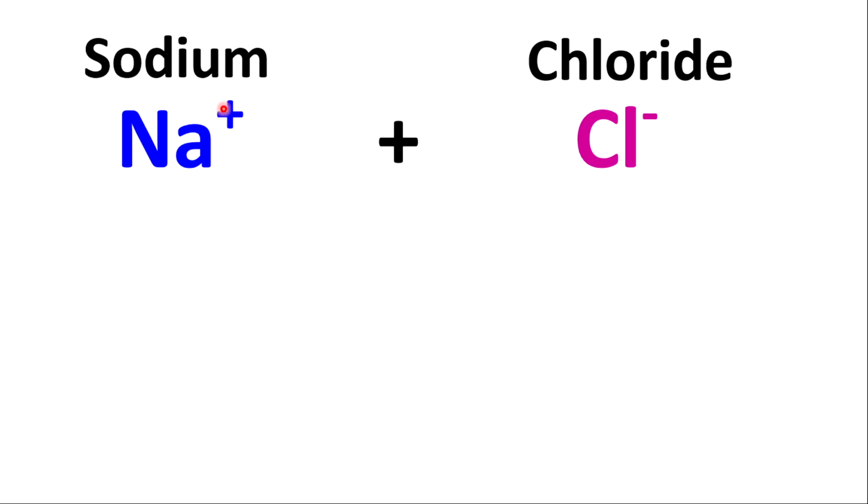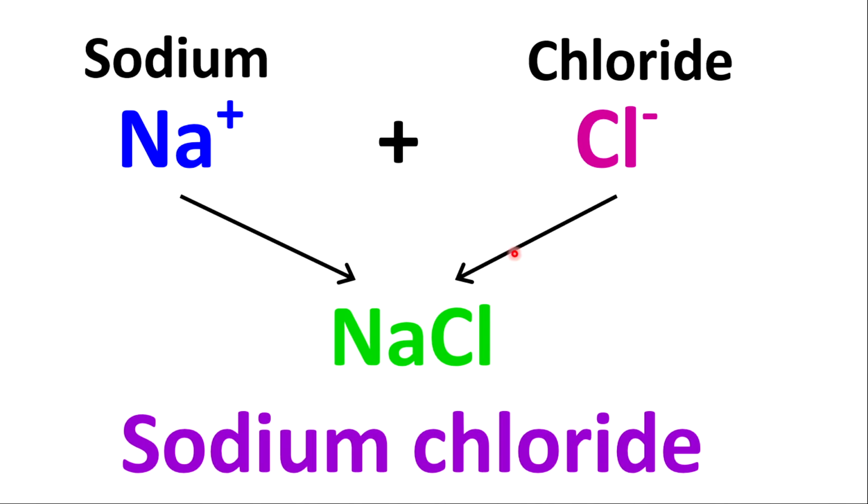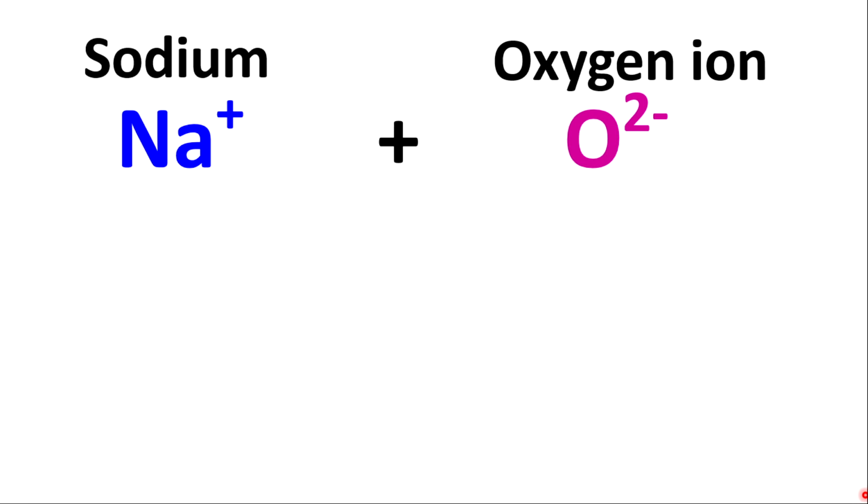So in this example, we have a positive 1 with a negative 1, which means a positive 1 plus a negative 1 will equal 0. Hence, the formula for this compound will be NaCl, which means you only require one sodium atom and one chlorine atom to make sodium chloride. This was a pretty easy example. Let's look at another example.